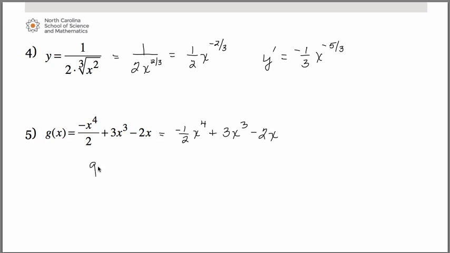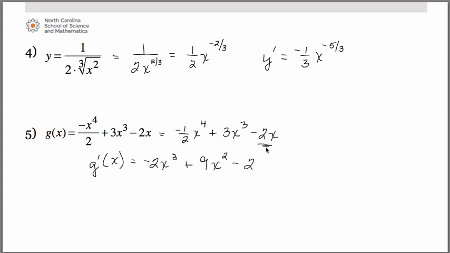So this derivative, we have negative 1/2 times 4, so that's negative 2. x, take away 1 from the exponent, so that's cubed. Plus, now we have 3 times 3 is 9. x, and that becomes squared. And then the derivative of the last term simply is 2.